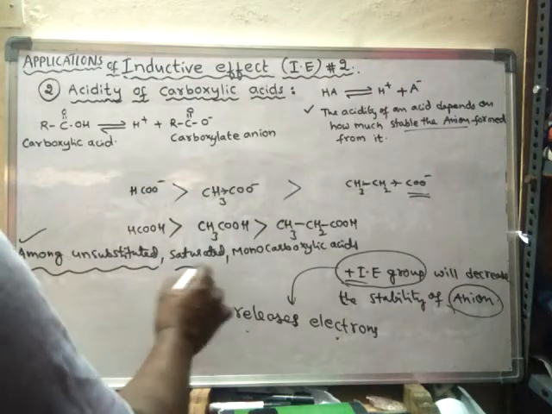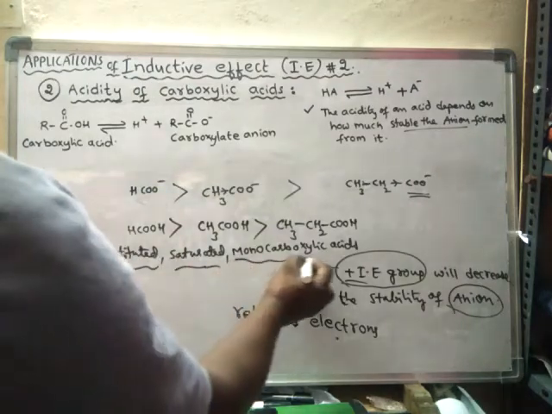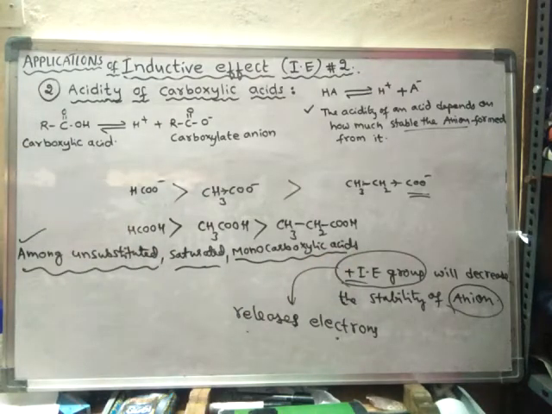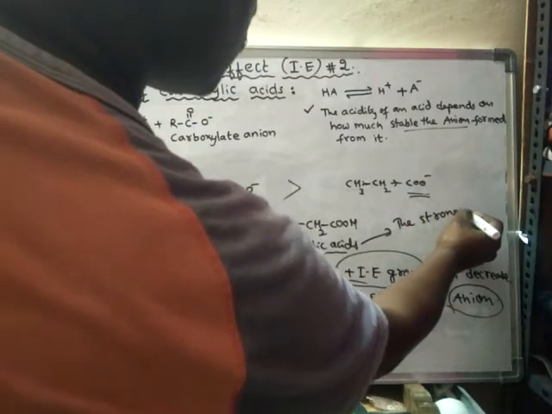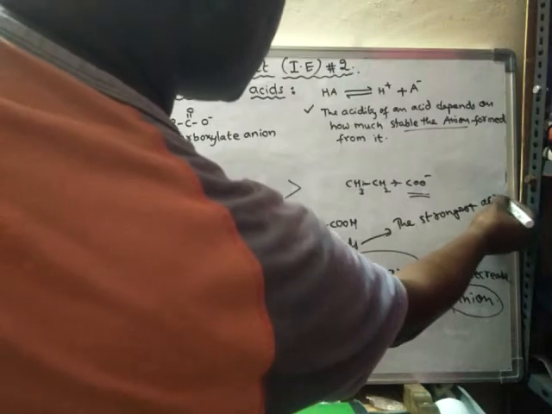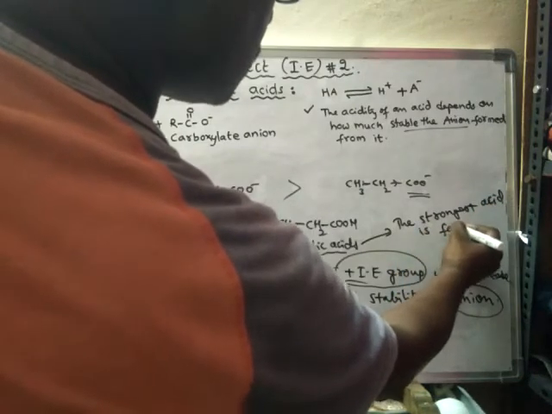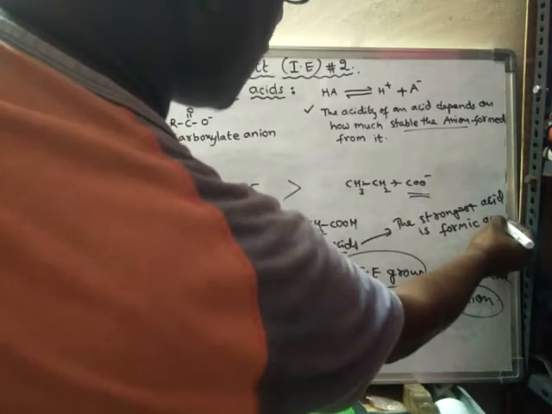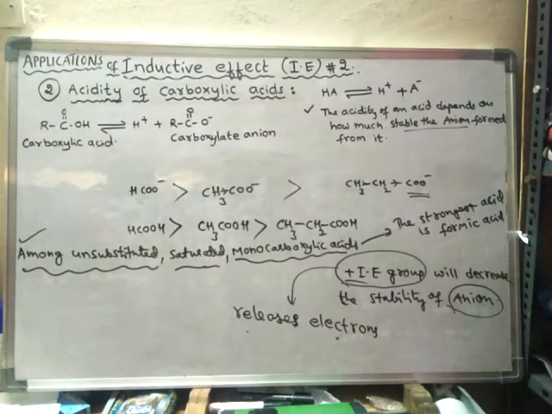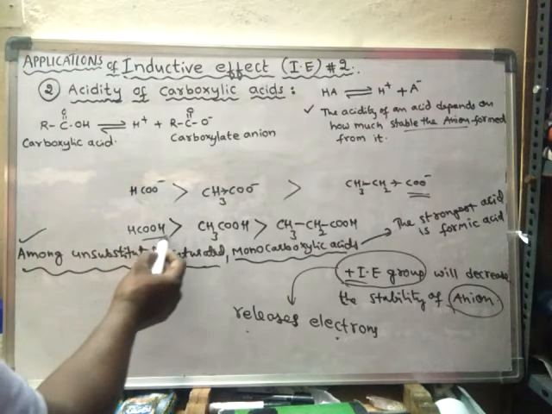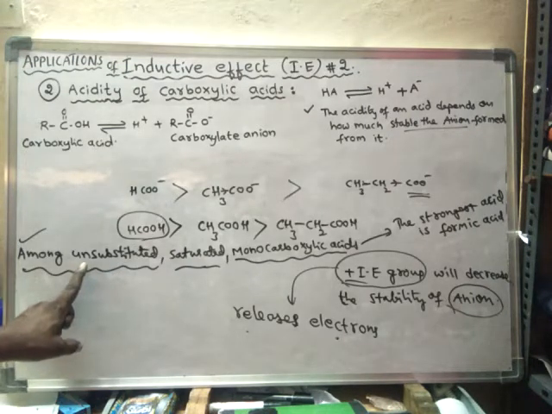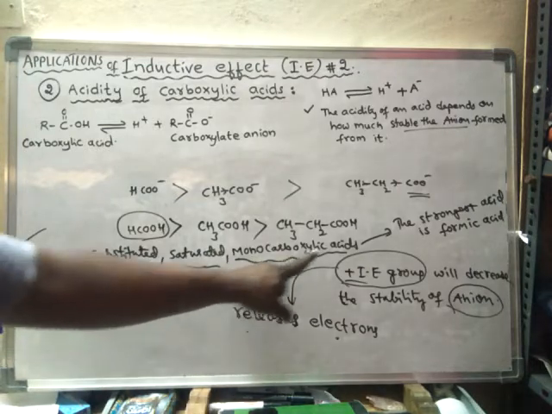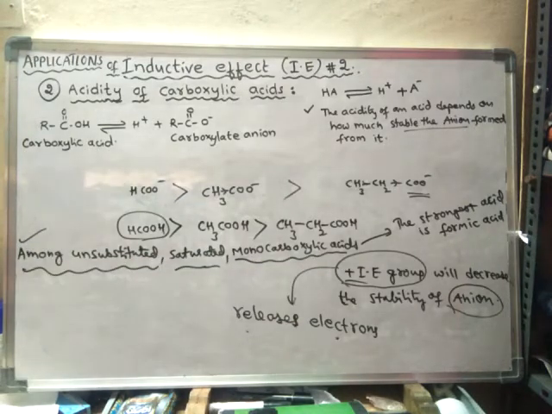So among unsubstituted saturated monocarboxylic acids, the strongest acid is formic acid, the acid which is present in the red ants. Okay, formic acid. It is the most acidic acid amongst unsubstituted saturated monocarboxylic acids.